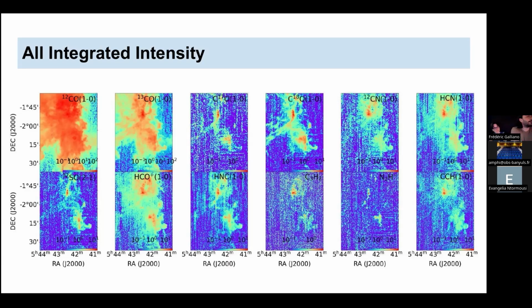Actually, the other principal components probably represent other physical properties, but we don't have time to check that. Okay. Thank you.